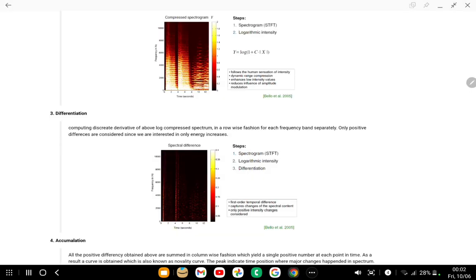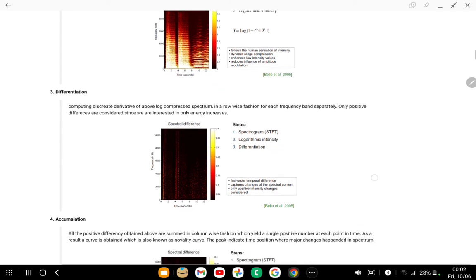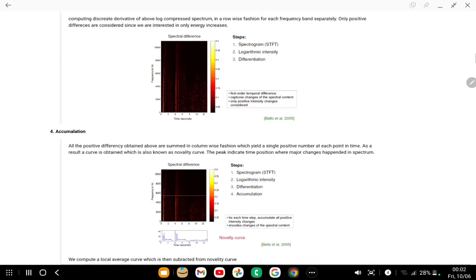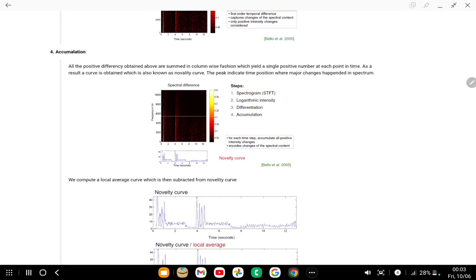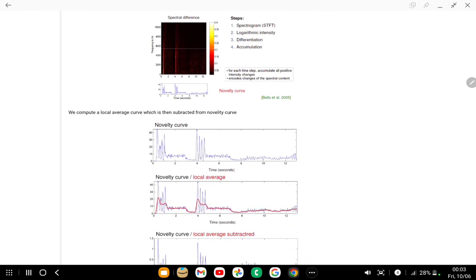So now when we have differentiated our log compression, this is what we got. The next step is accumulation. What do we mean by accumulation? In the accumulation process, we are going to combine in a columnar fashion. For example, at time zero, we are going to combine all the frequency components, and plot a value in this novelty curve. As you can see, in this area we have a large number of light shades or red shades. The value of the novelty curve is larger here because accumulation across the frequency band is larger here, and similarly here, whereas in the area where there is some activation but most of it is blank or black in nature, you can see small spikes. So that's what we mean by accumulation. When we accumulate the signal, our curve will look like this.